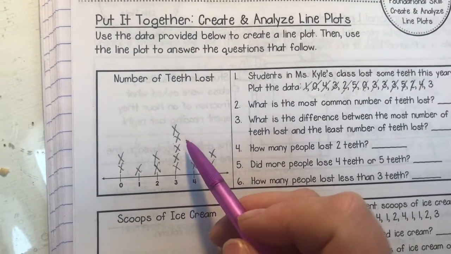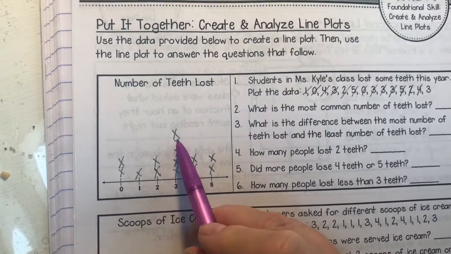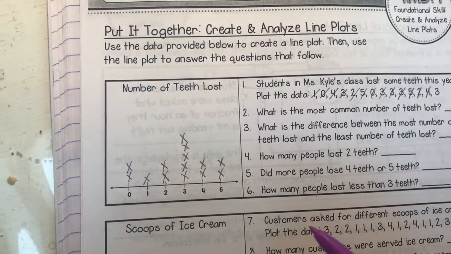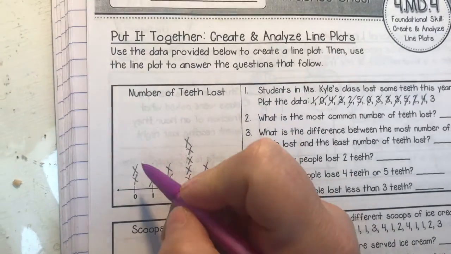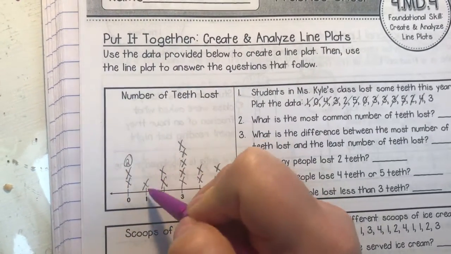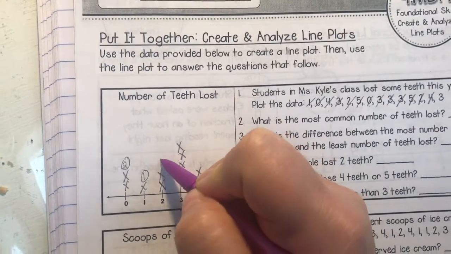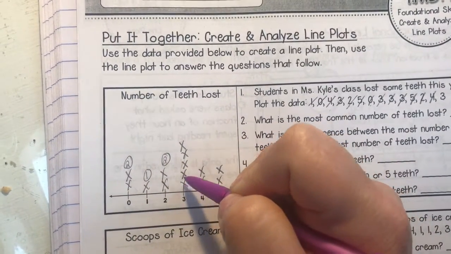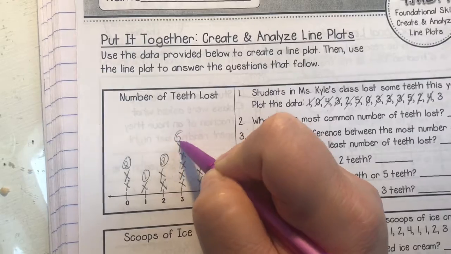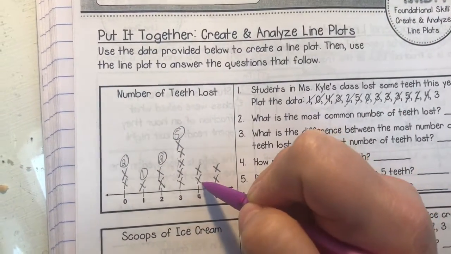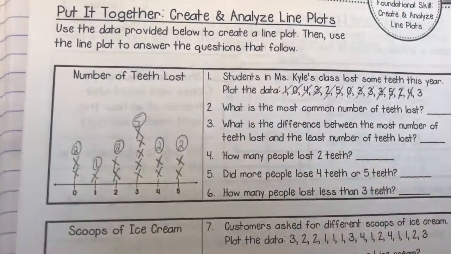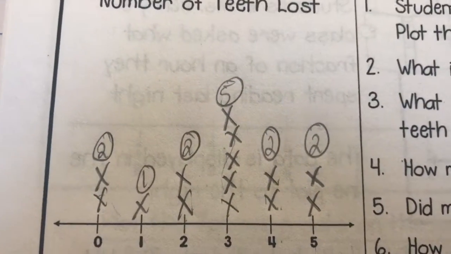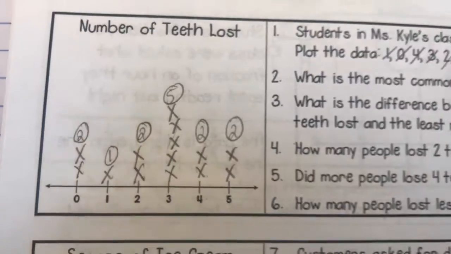Okay, once I get my line plot made, first of all, make sure when you're making your line plot that your X's are about the same size and that you do them in a straight row going up. I like to then count them and write the number. It just helps answering questions. For 0, I had 2 people. 1, I had 1. 2, I had 2. 3, I had 1, 2, 3, 4, 5 people. 4, I had 1, 2. 5, I had 1, 2. That's how I like to prepare my line plot for asking questions.